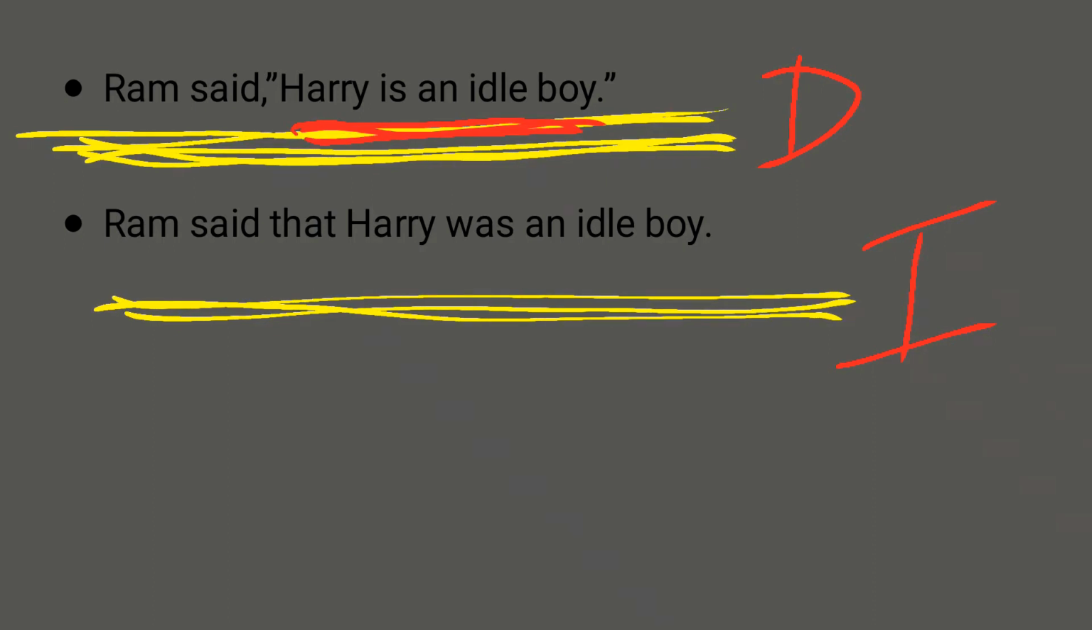But in Ram said that Hari was an ideal boy, we don't have any inverted commas. It is simply a statement or a declarative sentence. Now in the direct speech, if you see, Ram said, this word said is called the reporting verb.